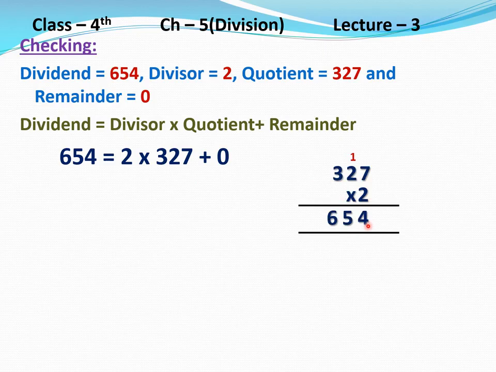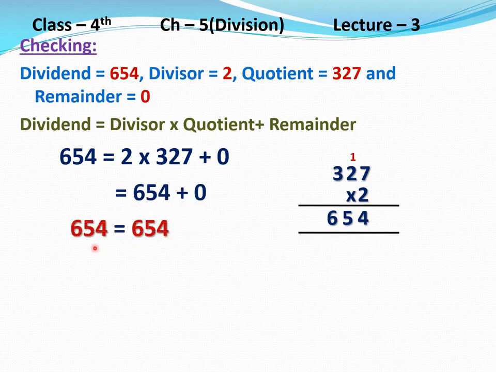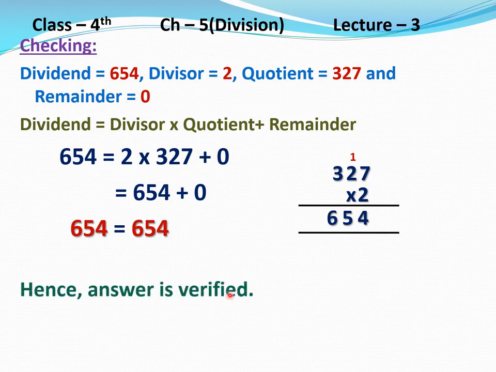See, 2 sevens are 14, write 4 here and 1 carry. 2 twos are 4 plus 1, 5, write 5 here. 2 threes are 6, write 6 here. 327 multiply 2 equal to 654. Write down equal to 654 plus 0, and 654 plus 0 equal to 654. Left hand side and right hand side both are equal. Hence the answer is verified. Clear?